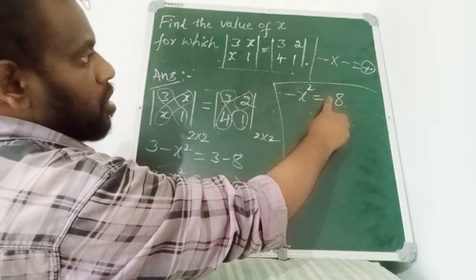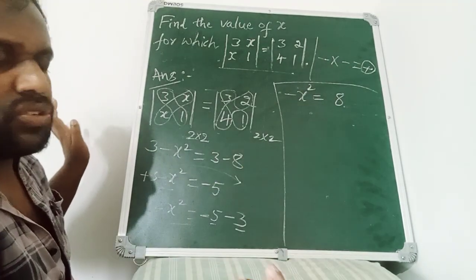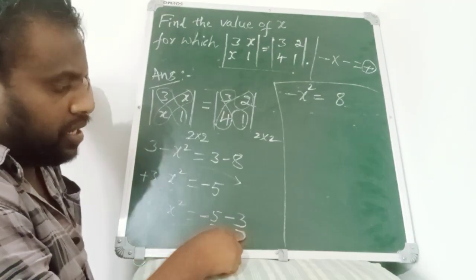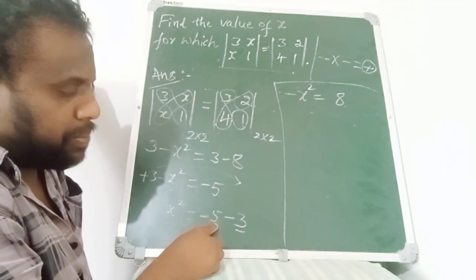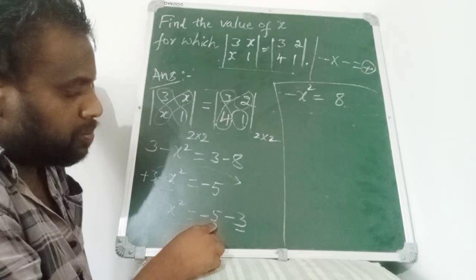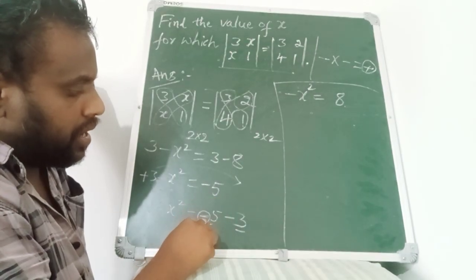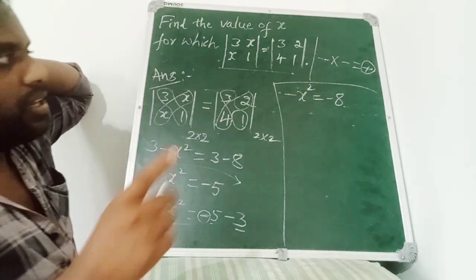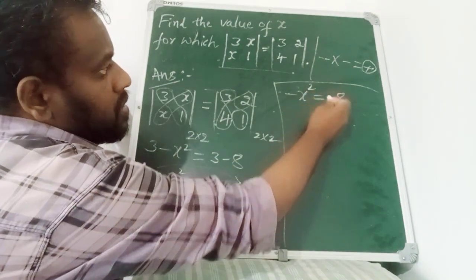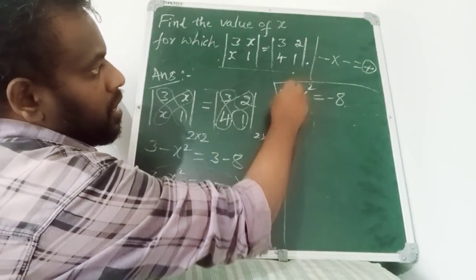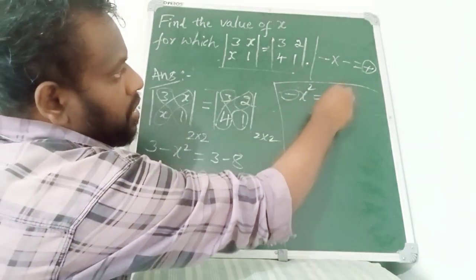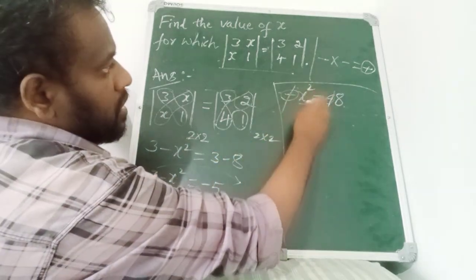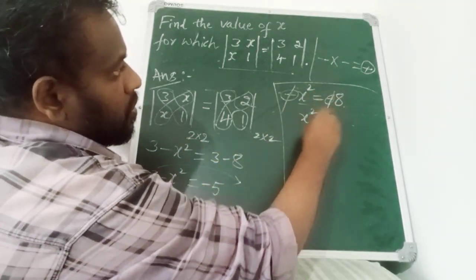Next, what sign do we have to put here, minus or plus? For that, consider the bigger number. Which is the bigger number, 5 or 3? This 5, right? So 5 is the bigger number, and the sign in front of this bigger number is minus. So this minus sign you have to put here. Now see, here the equal sign is there. Before the equal sign there is minus, and after the equal sign there is also minus. So you can just cancel it. What is left? X square is equal to this 8.